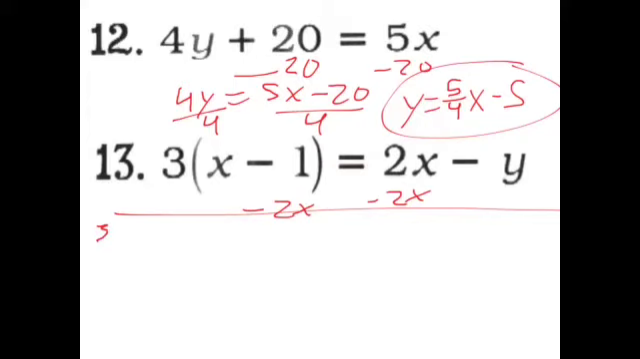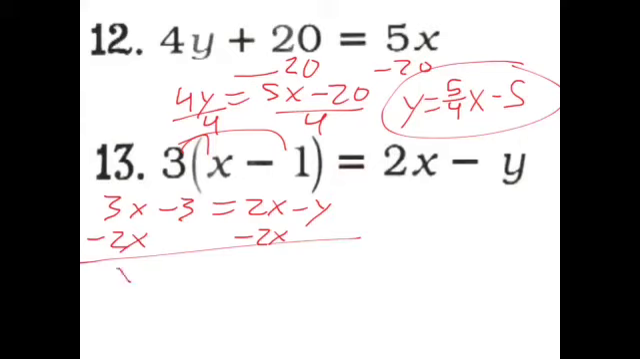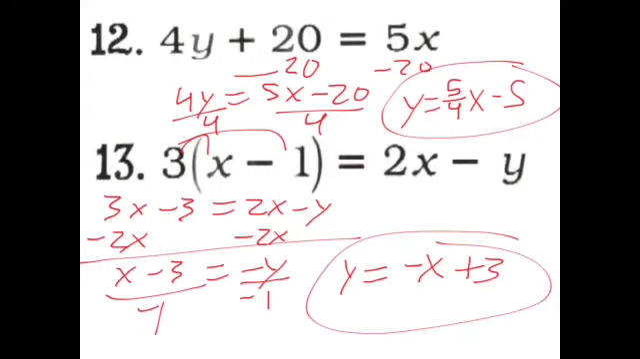So we're looking at 3x. Here, let's not start with that. Let's start with distributing, because then we'll get 3x minus 3 equals 2x minus y. Now we can subtract the 2x from both sides. We'll get just x minus 3 equals negative y. Don't forget the negative, because now we need to get rid of the negative by dividing everything by negative 1. And when you do that, you're going to get y equals negative x plus 3. And there's my next line.